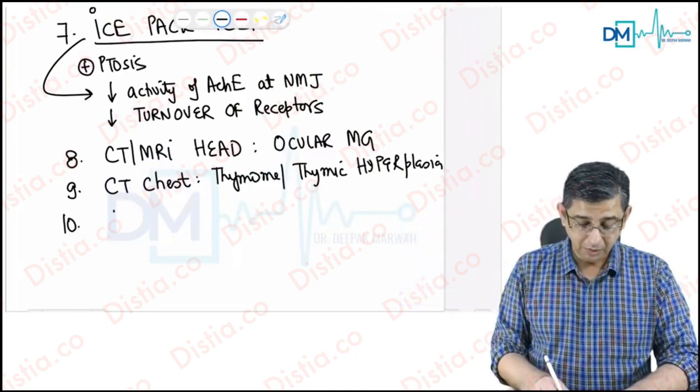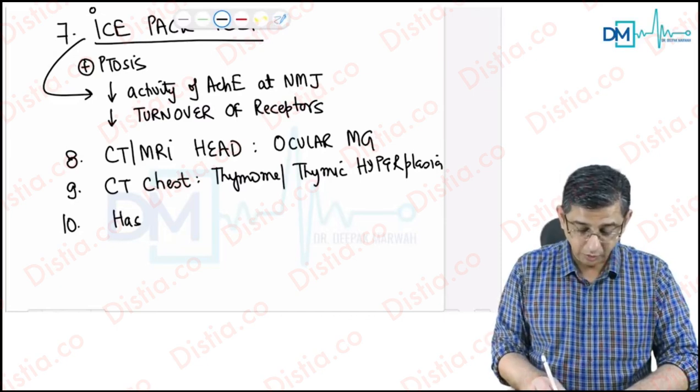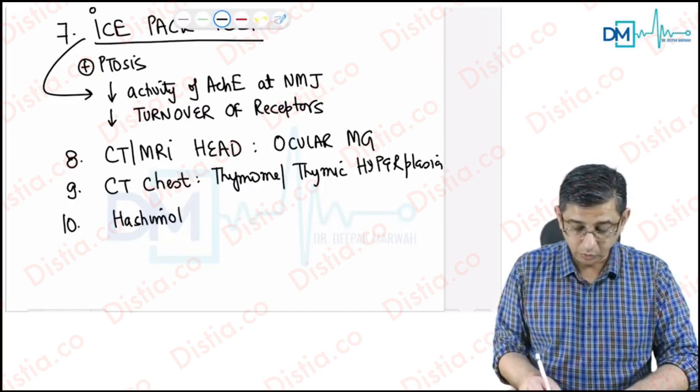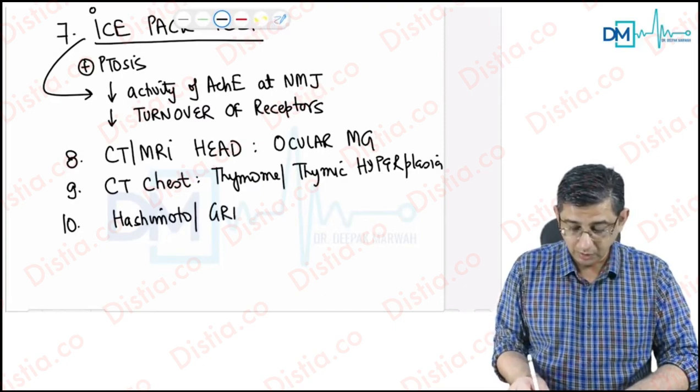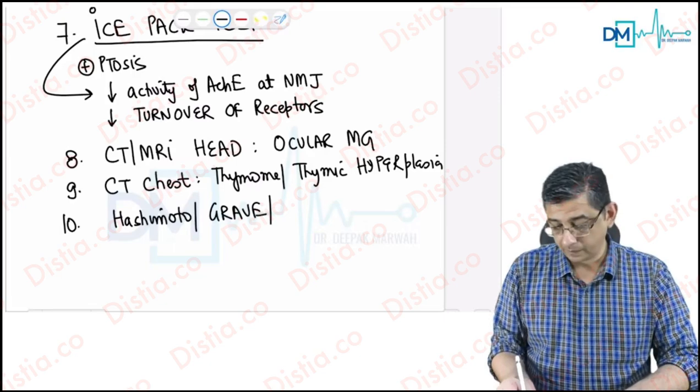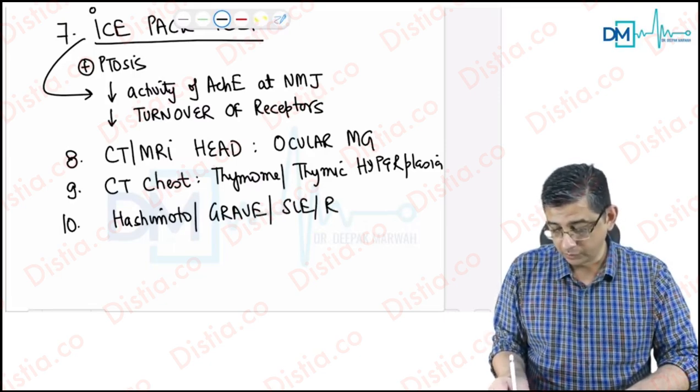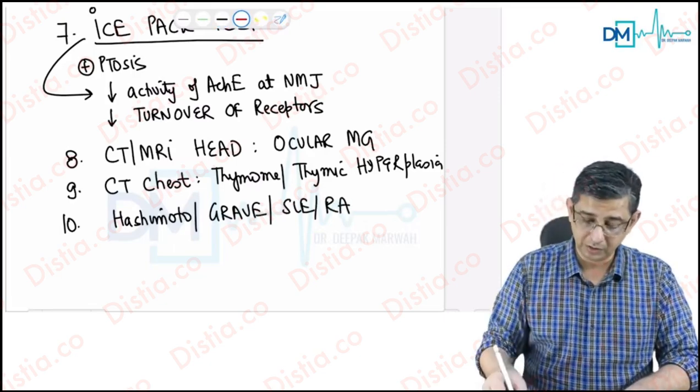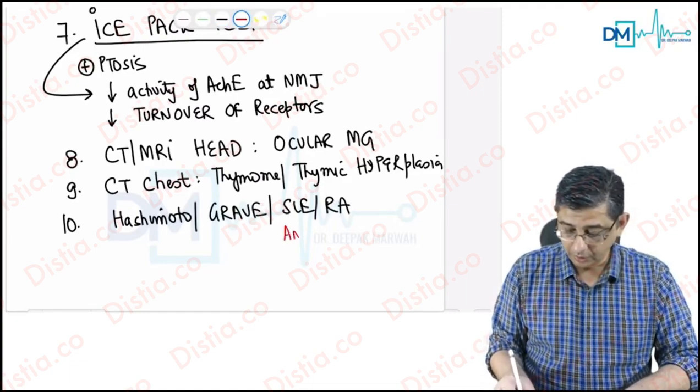Then these patients can be having coexistent autoimmune diseases. Those could range from Hashimoto's to Graves' disease, SLE, rheumatoid arthritis, and therefore in the workup of these patients, I need to do an anti-nuclear antibody test.